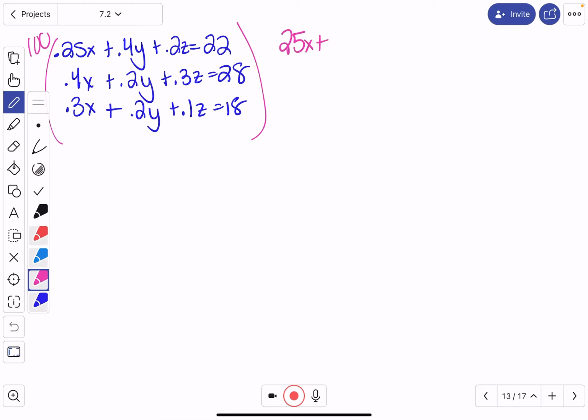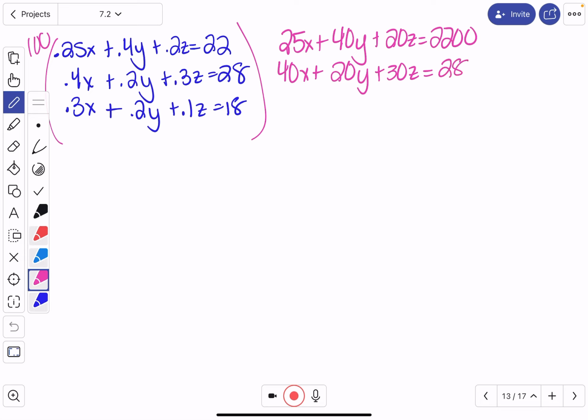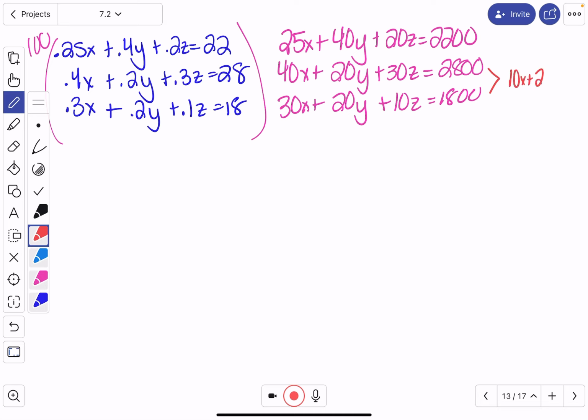So if I did that, I have 25x plus 40y plus 20z equals 2,200. Then I have 40x plus 20y plus 30z equals 2,800. And 30x plus 20y plus 10z equals 1,800. So if I look at these, the bottom 2, the y's will cancel out. So I'm going to subtract everything, and I get 10x plus 20z equals 1,000.